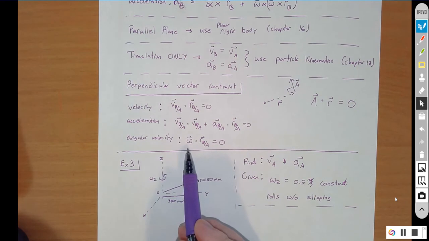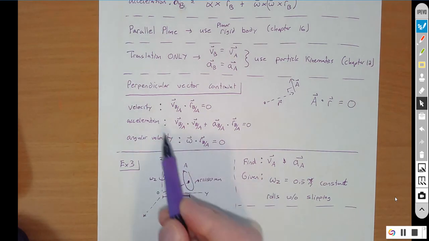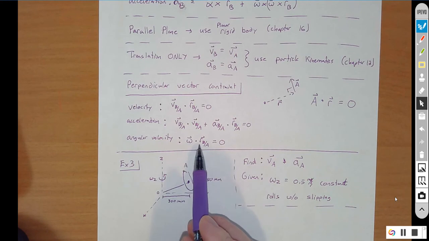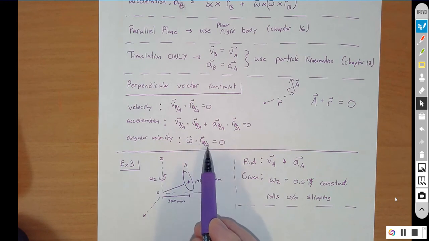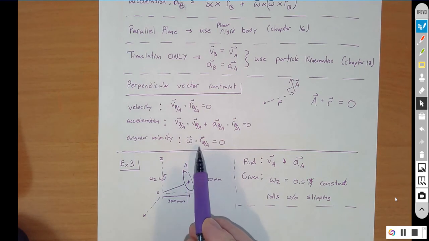You can do a similar thing with angular velocity. Most of the time, you're going to be doing this with a velocity, either a velocity or angular velocity, and then you can derive the acceleration or the angular acceleration from these. So this would be omega dotted with R_BA. This will just state that the omega vector is perpendicular to that R vector. So the direction of the rotation, the axis that it rotates about, is perpendicular to the vector from B to A.